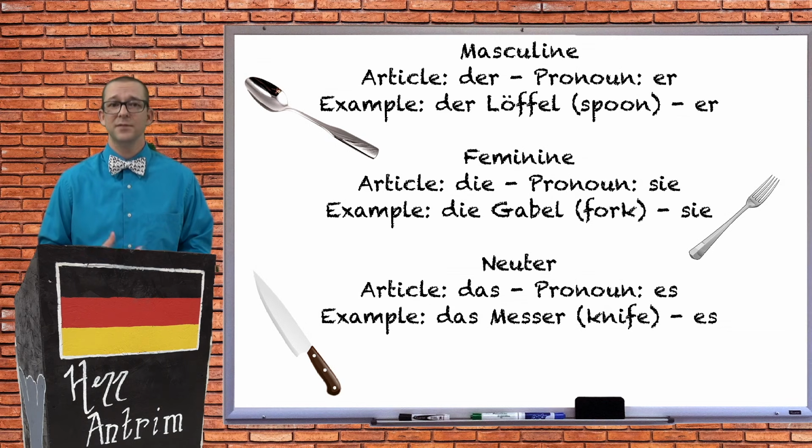This gender is sometimes assigned based on the intrinsic gender of the person or animal to which it refers, as the examples I showed you earlier did. However, it becomes much more random when we start talking about non-living objects. For instance, der Löffel is a spoon and is masculine, while die Gabel is a fork and is feminine, and das Messer is a knife and is neuter.